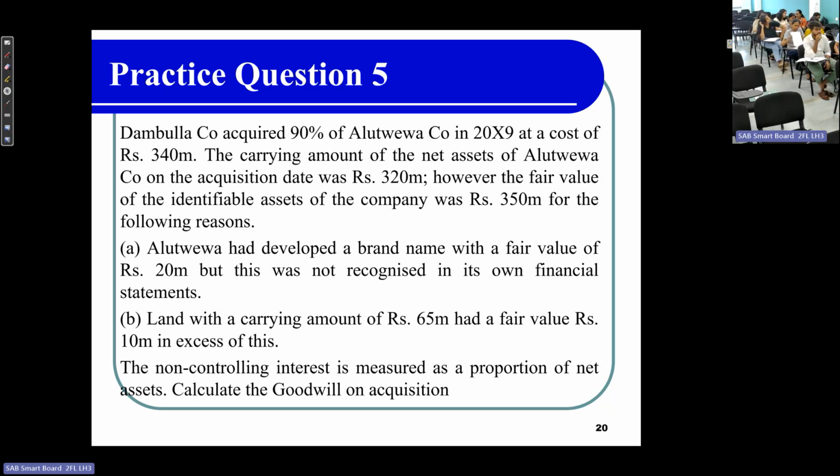Tamulla company acquired 90% of Alutwava company in 2009 at a cost of 340. Carrying amount of the net assets of Alutwava is 320. However, fair value of the identifiable net assets is 350. The difference is 30. Reasons are given for the 30. Alutwava had developed a brand name with fair value 20, but that has not been recognized in the books. Ranjani subsidiary company acquired land with a carrying amount of 65 and a fair value of 75, a 10 million excess. So 10 million needs to be adjusted. Right, non-controlling interest in the proportionate value to come.